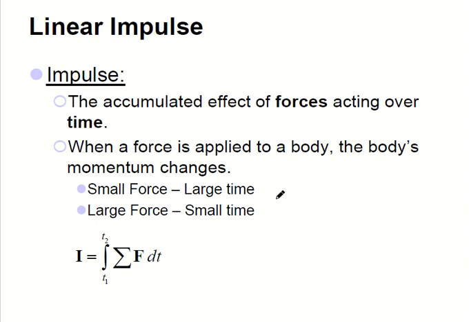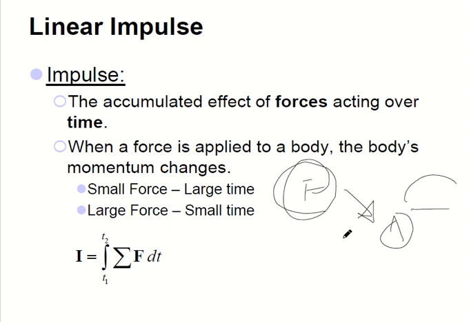Okay, linear impulse. The accumulated effect of forces acting over time is called impulse. When a force is applied to a body, the body's momentum changes, because of that force the body is in motion. You have no idea how this body was moving before. It might be moving or might not be moving, but the force does change its movement.